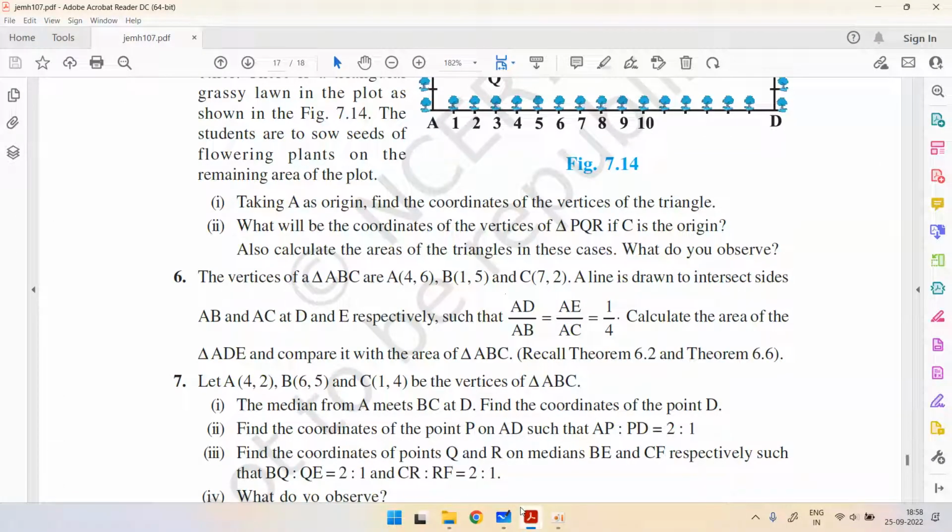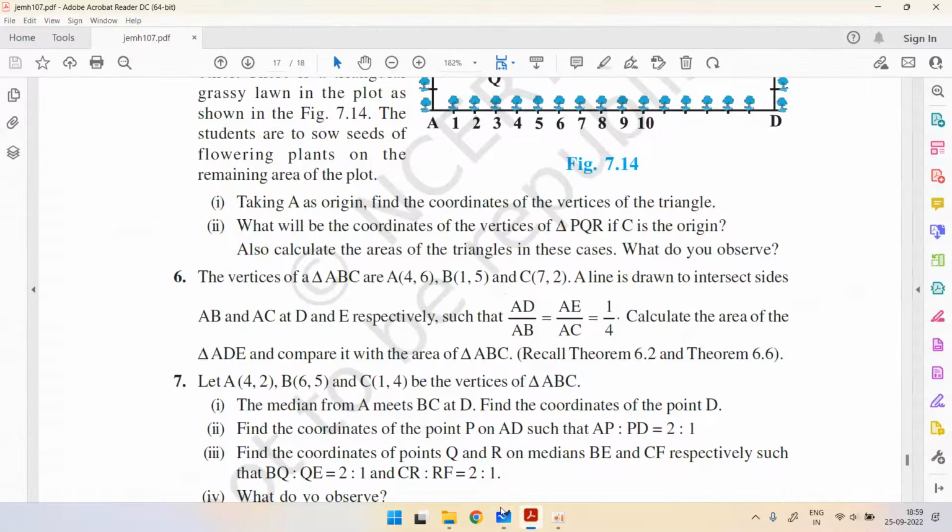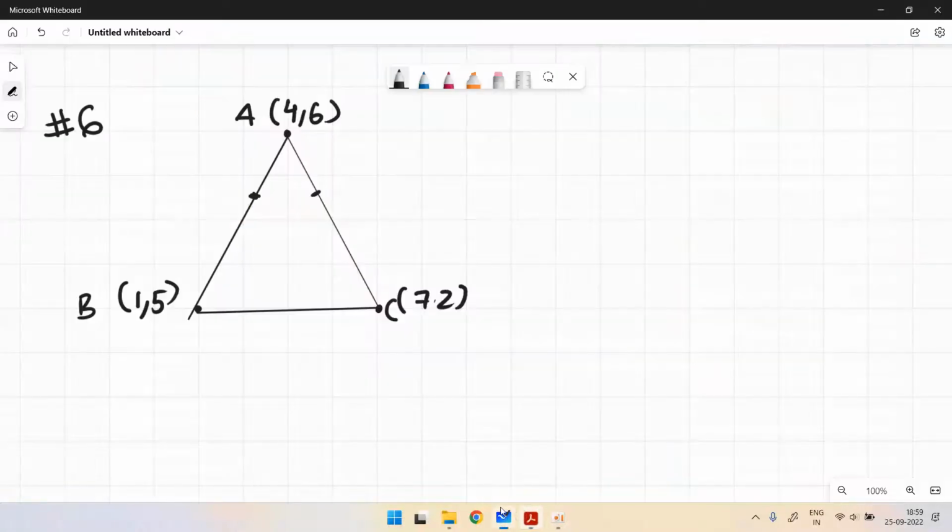And another, a line is drawn to intersect the sides AB and AC at D and E. AD by AB is 1 by 4. 1, 2, 3. This is AB, intersecting at point D. A, D, E. This is D.